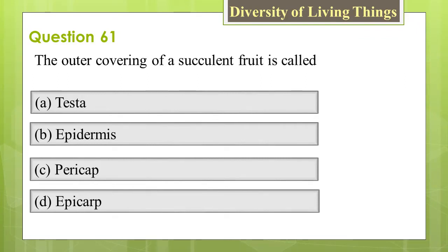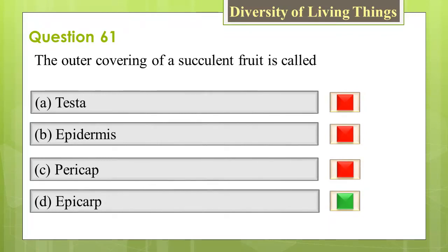Question 61. The outer covering of a succulent fruit is called A. Testa. B. Epidermis. C. Pericarp. D. Epicarp. Which of the following alternatives is the best alternative? The best alternative is D. Epicarp.